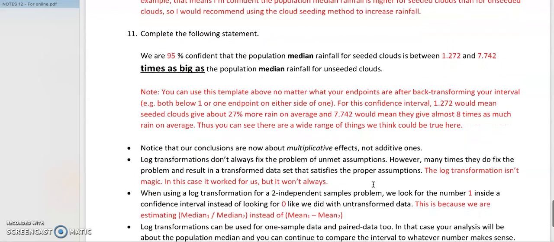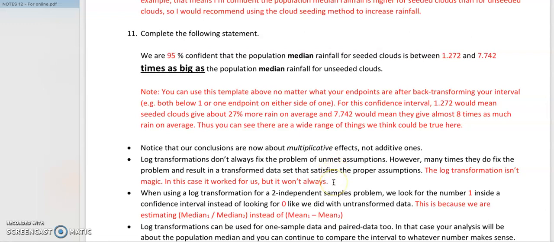All right, so what should we make of all of this? First off, remember that our conclusions are now talking about multiplicative effects, not additive. So instead of talking about a difference in population means, I'm talking about a ratio of population medians.